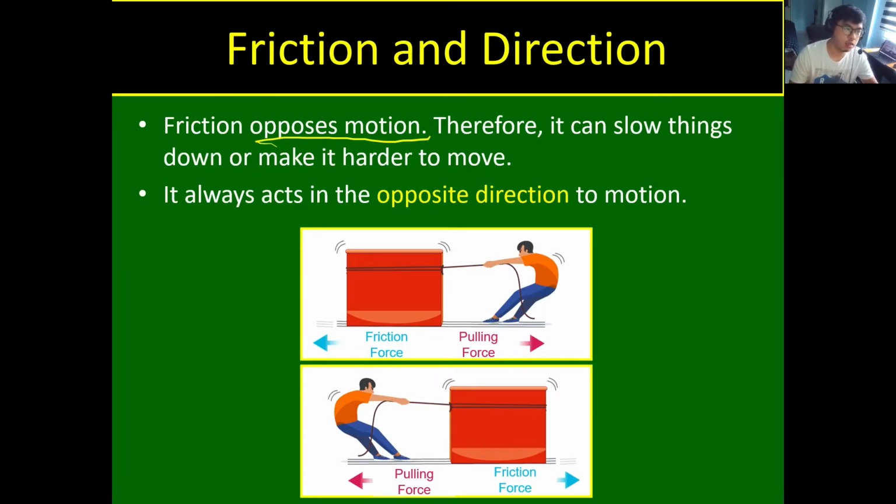Therefore, it can slow things down and make it harder to move. And friction always acts in the opposite direction. So if you are pulling the object to the right, friction will be in the opposite direction, which is to the left. If the object is moving to the left, friction will be in the direction which is to the right. So friction always acts in the opposite direction to where the object is moving towards.